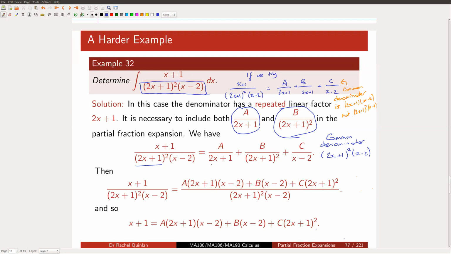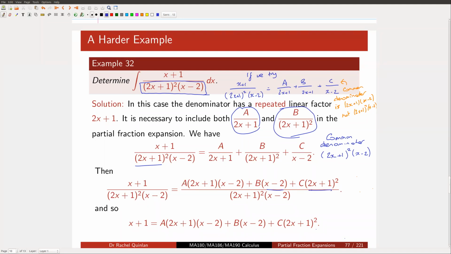So the first part, the a bit, already has a 2x plus 1, so we need to add another 2x plus 1 and an x minus 2. The b part already has the 2x plus 1 squared as its denominator, so we just need to add the x minus 2 factor. The c part already has the x minus 2, so we need to add both of the 2x plus 1 factors there to make them all have the same denominator.